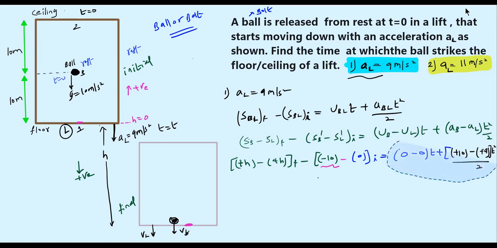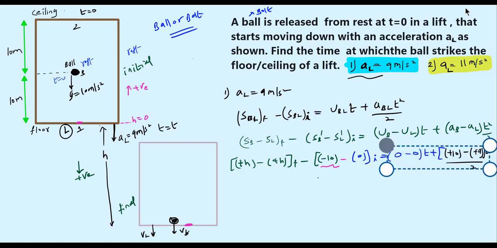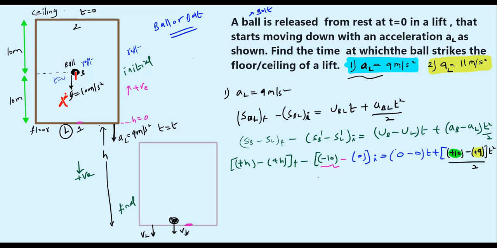Now you have to ask questions of why you are writing those accelerations. No, see the things. This one I'll highlight it. So why you are giving signs? How will the ball accelerate? Downward. So this will be positive. And what about the lift? Lift is also accelerating downward. This is also positive. So both are positive. Anything directed downward will be positive.